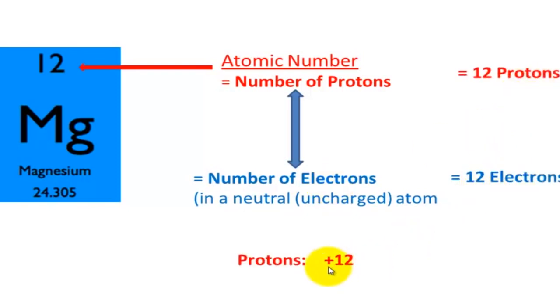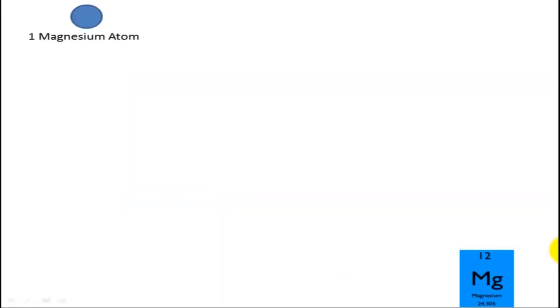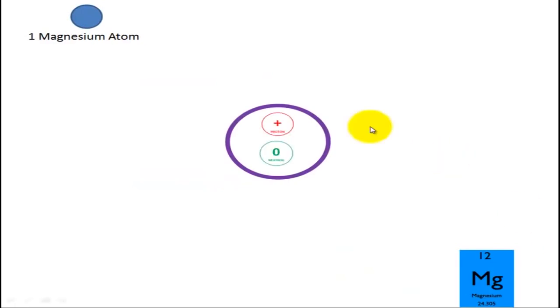No overall charge in magnesium. Now, one magnesium atom, if we have to draw, within the nucleus, we have a positive charge and we have 0 charge for the neutrons. So 12 positive charge because protons are in the nucleus. 12 positive charge because atomic number refers to the number of protons. So the charge within the nucleus is 12 plus, that's the charge.